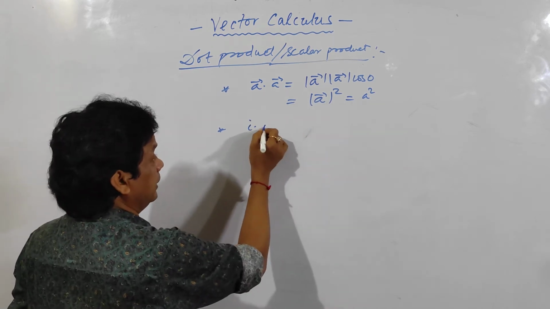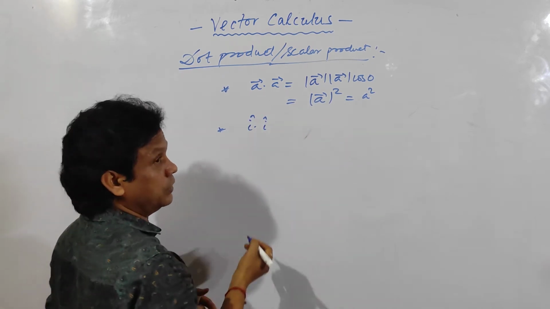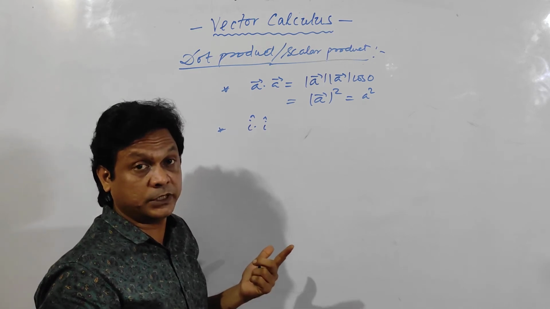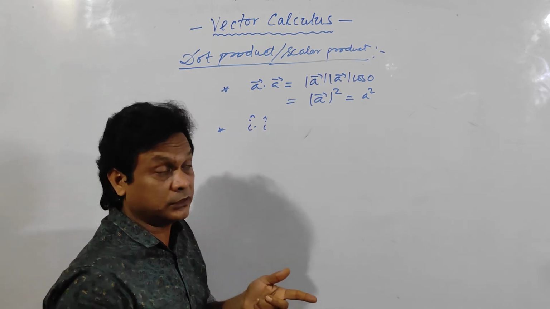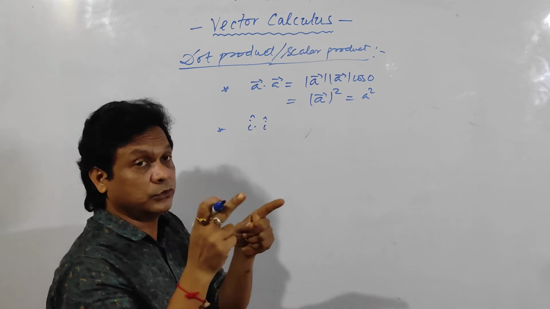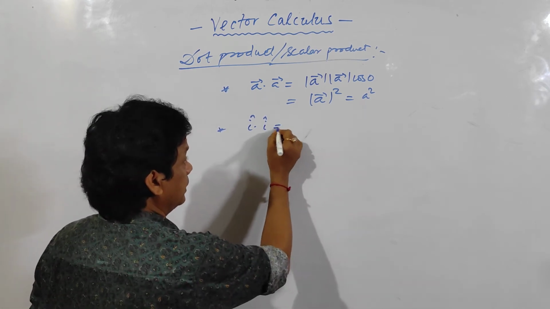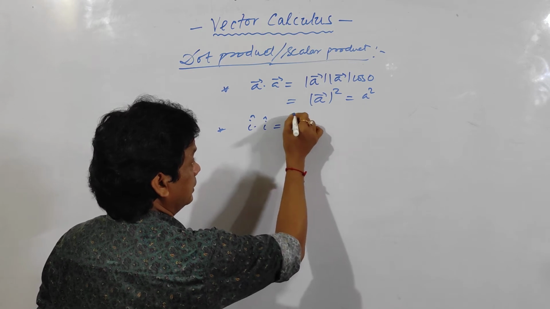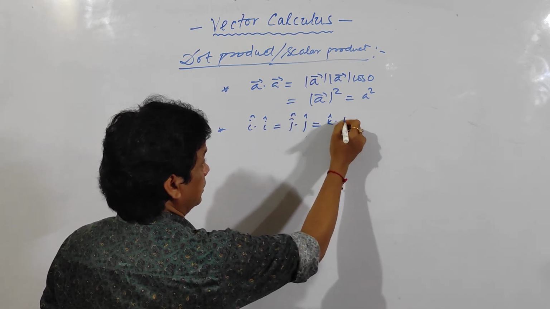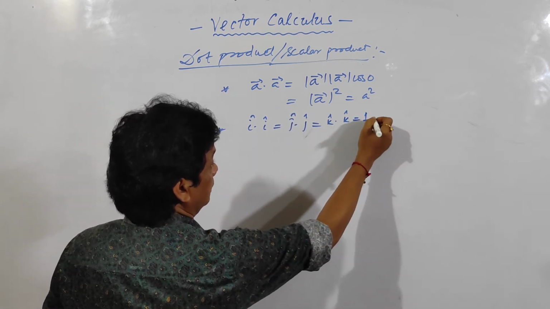Clear? Similarly, i dot i is equal to |i| square, and i cap is a unit vector, its magnitude is 1. So i dot i is equal to |i| square, and |i| is 1, so 1 square is 1. So i dot i is equal to j dot j is equal to k cap dot k cap is equal to 1. Clear?